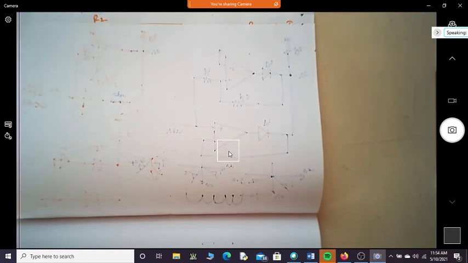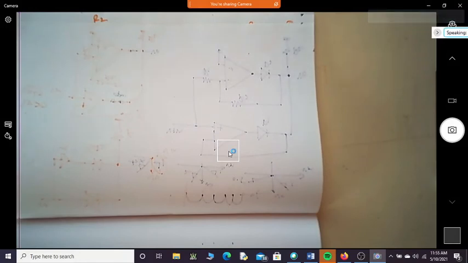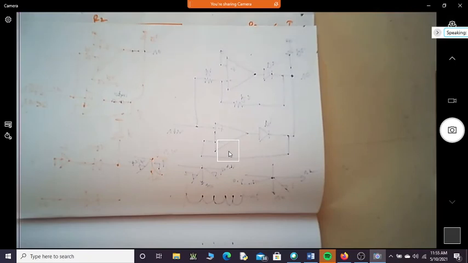Yeah, fine. Okay, what are the three important blocks in PLL? Loop filter. So what is the role of VCO? No, no, no. Okay. Tell me.